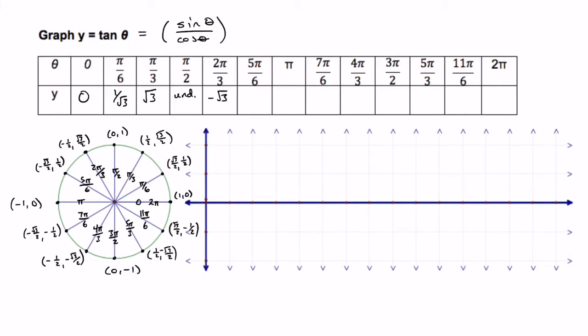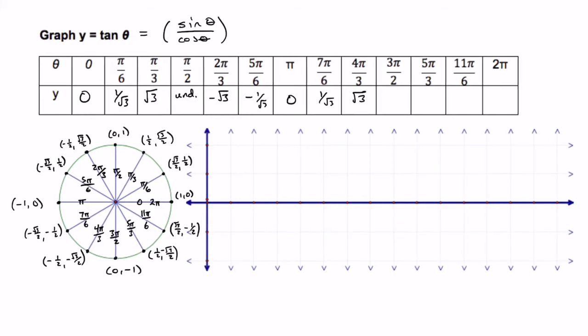Root 3 over negative 1 is negative root 3. 1 over negative root 3 is negative 1 over root 3. 0 divided by negative 1 is just 0. And just keep on going around the unit circle. At 3 pi over 2, again, we get negative 1 divided by 0. So anytime we divide by 0, it's not defined.